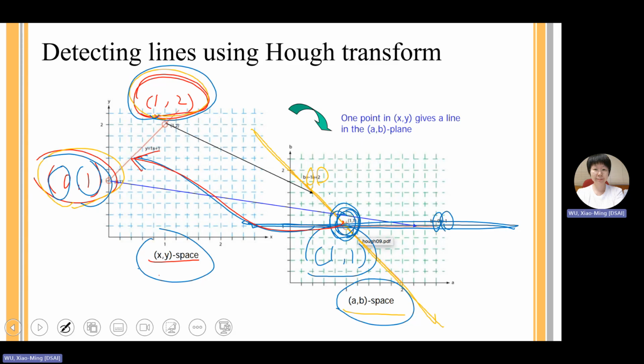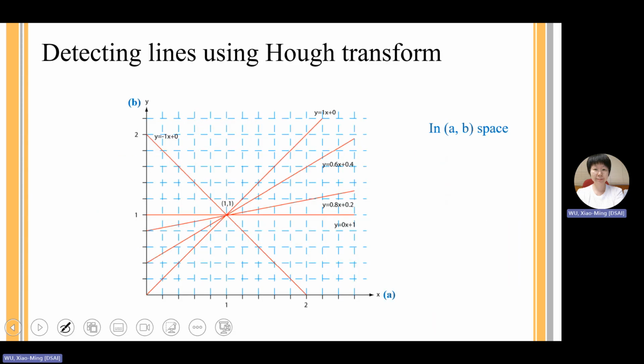So the Hough transform is just not straightforward to comprehend. So what we do is, for example, this is the AB space. In the AB space, we have 1, 2, 3, 4, 5.